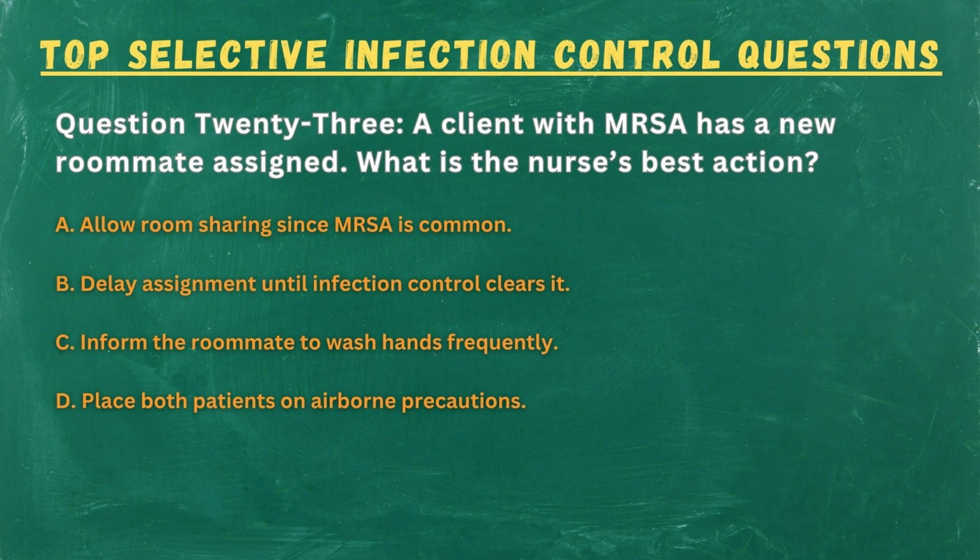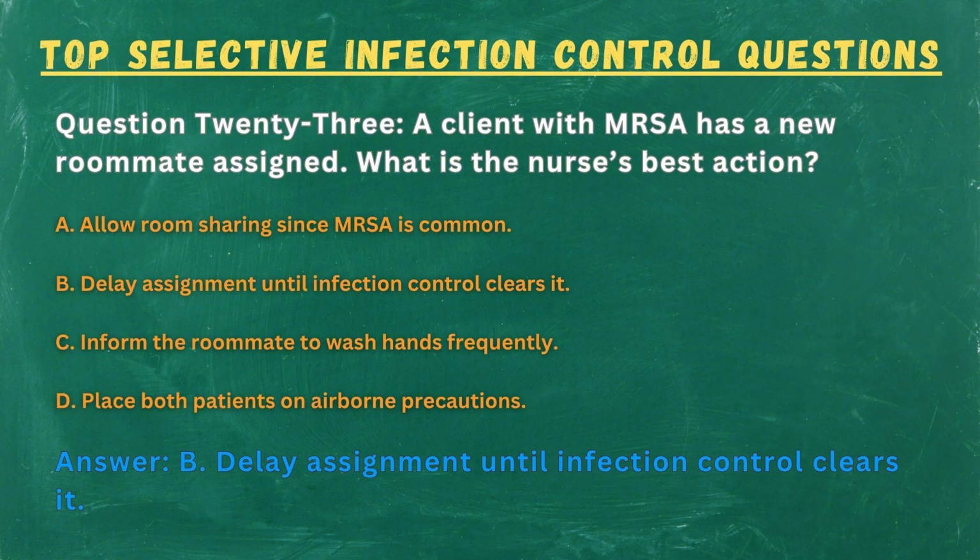Question 23. A client with MRSA has a new roommate assigned. What is the nurse's best action? A. Allow room sharing since MRSA is common. B. Delay assignment until infection control clears it. C. Inform the roommate to wash hands frequently. D. Place both patients on airborne precautions. Answer. B. Delay assignment until infection control clears it.